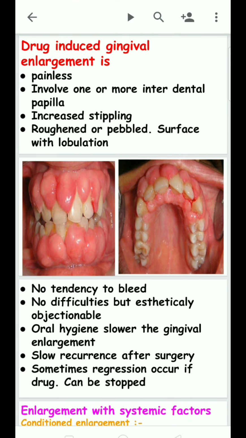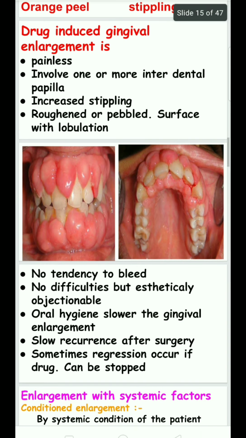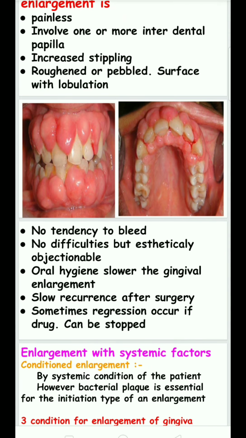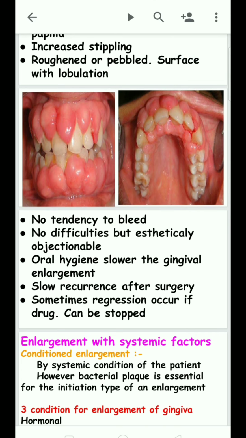The gingiva has a very roughened and pebbled surface, with lobulation also seen. There is no tendency to bleed, and no difficulties occur, but it is aesthetically objectionable. And with proper oral hygiene, the gingival enlargement will be slow, and there is slow recurrence after surgery.